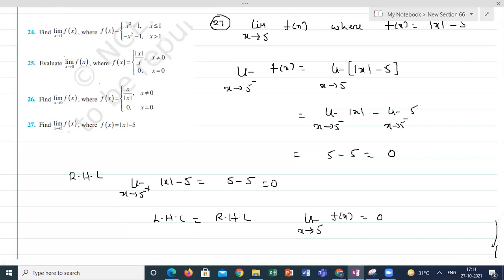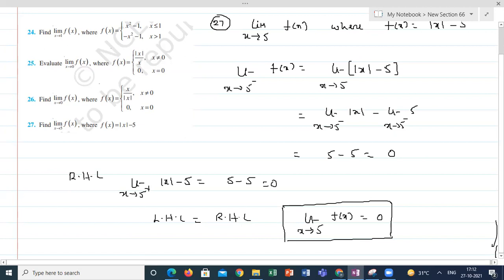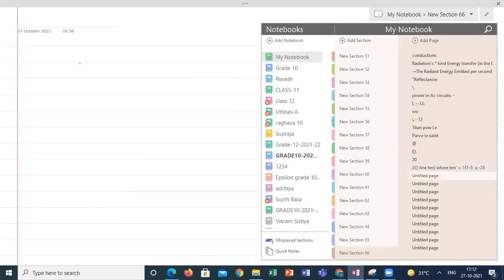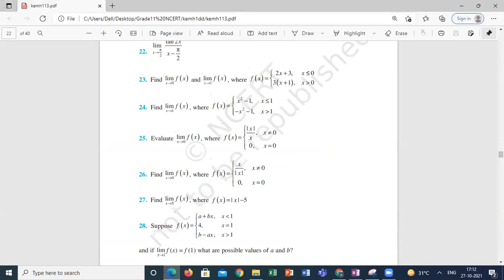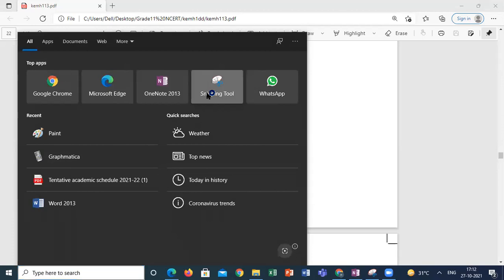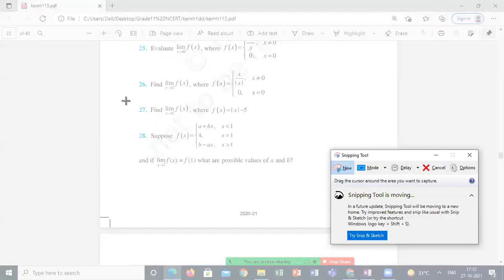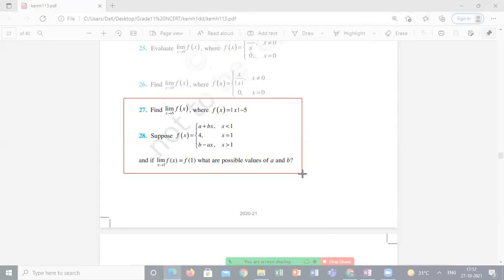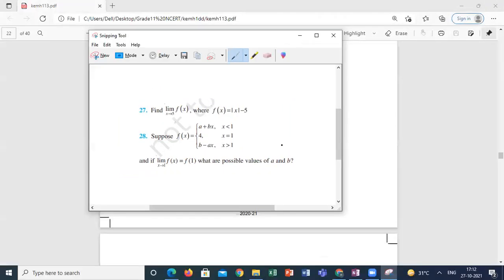Is it clear? How I wrote the conclusion answer here? Anyone having any doubts, please, before going to the next question? Students, shall I move to the next one? Yes, sir. We have done this one.